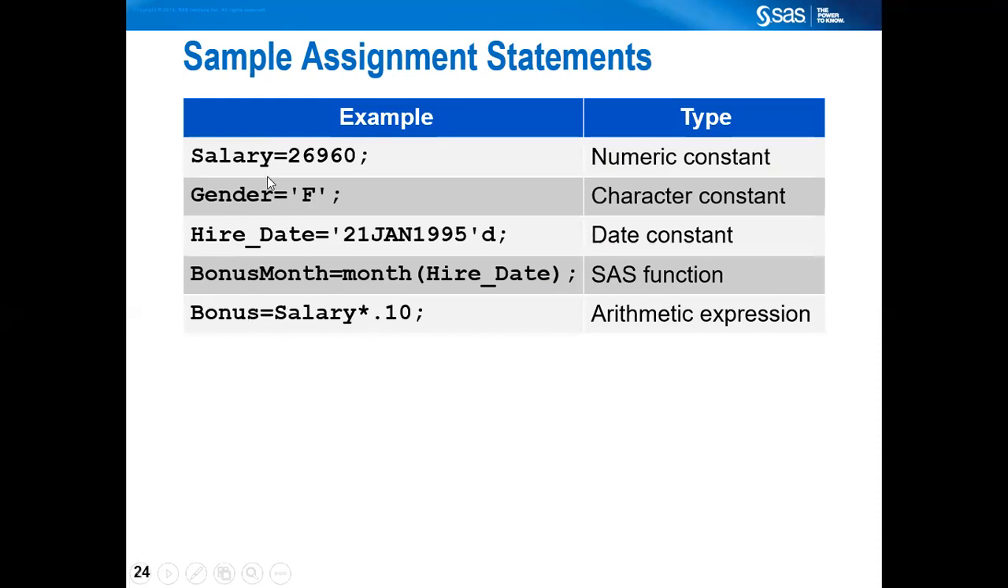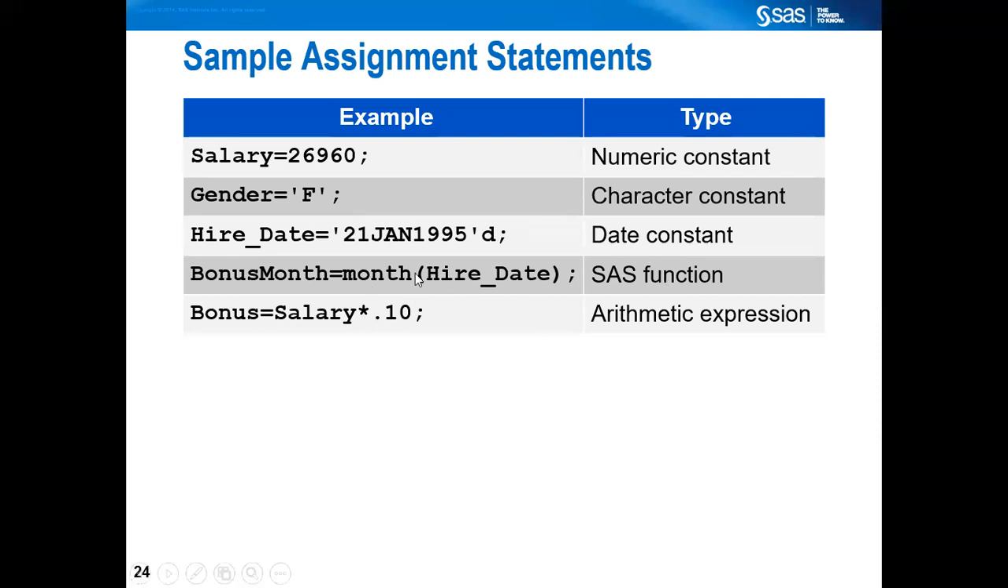We are assigning a salary, a gender value, which is female. We are assigning a constant date where every row for hire date will have the same date. And this is an example of a function where you are extracting the month value from a date. And this is an arithmetic expression. So these are all five types of assignment statements which you can use in your data step to create a new variable or update a variable with an assignment statement.